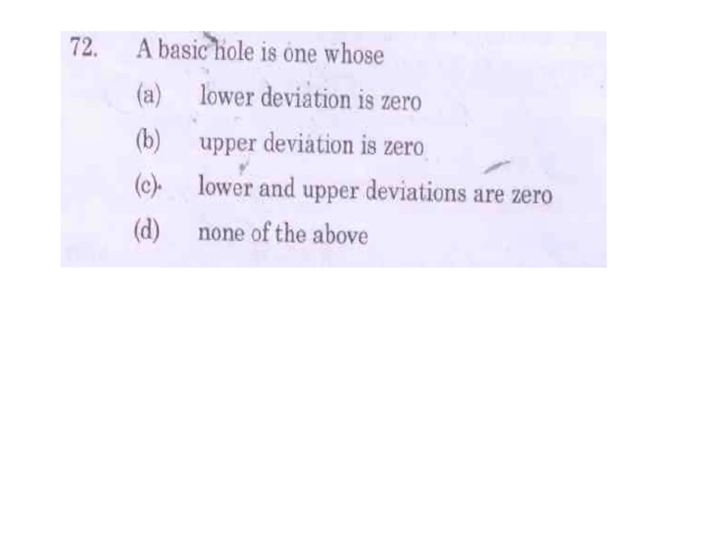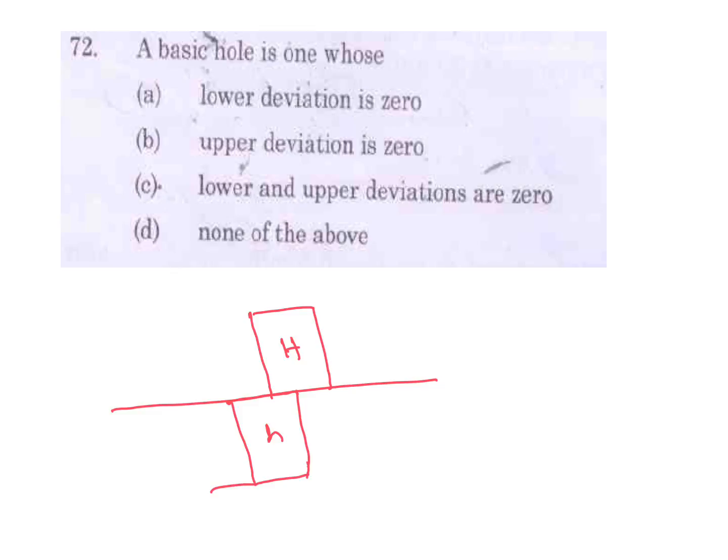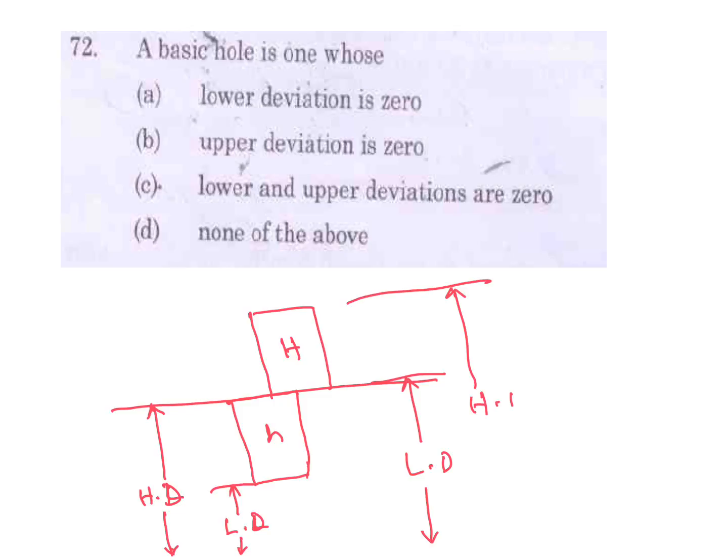A basic hole is one which, this one already discussed, basic hole. This is basic hole, H. Here, basic shaft. This is lower limit. This is higher limit or higher deviation, lower deviation and higher deviation. For hole, this is lower deviation, higher deviation is here. This line is basic line. For basic hole, lower deviation is 0. This is lower deviation, it's 0. But for shaft, the higher deviation is 0.